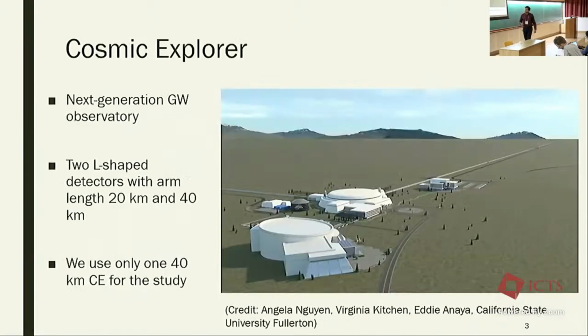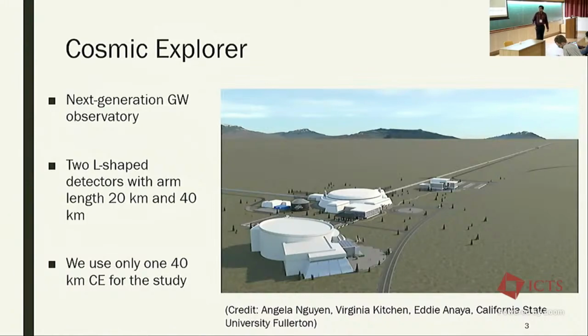So first of all, what is Cosmic Explorer? Cosmic Explorer is a next generation gravitational wave observatory, and it will be operational around the mid 2030s. So the plan as of now is to have two gravitational wave detectors, one with arm length 40 kilometers and one with arm length 20 kilometers, both in the US, and one Einstein Telescope with 10-kilometer arms in Europe.